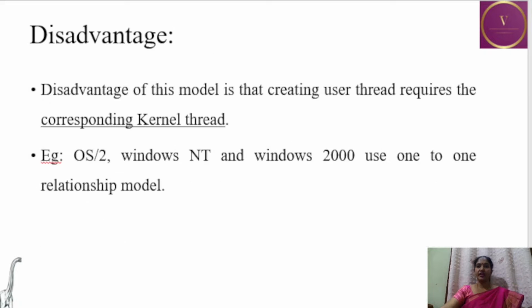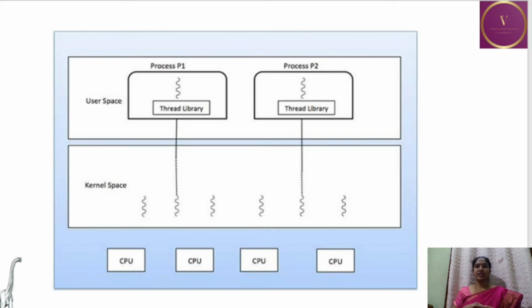So what will be the disadvantage? The disadvantage of this model is that creating a user thread requires a corresponding kernel thread. So one user thread should have its corresponding kernel level thread. One good example of this one-to-one relationship model is that OS/2, Windows NT and Windows 2000 use the one-to-one relationship model. In the pictorial representation, in user space there are two processes each with one thread, and each thread is mapped to a corresponding thread in the kernel space.